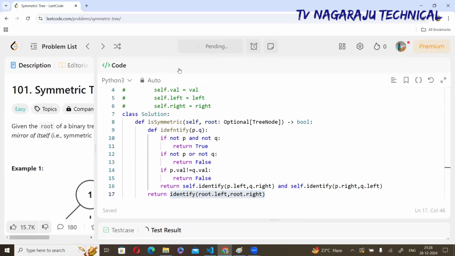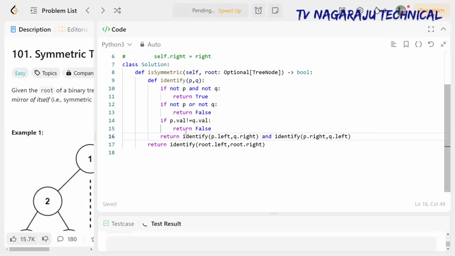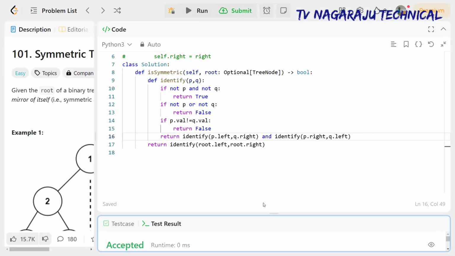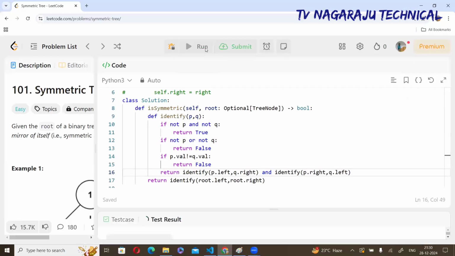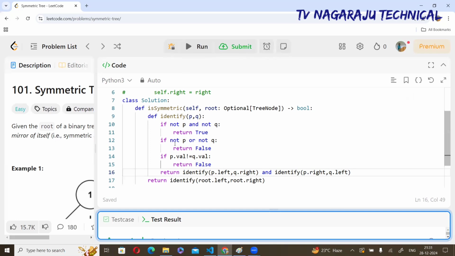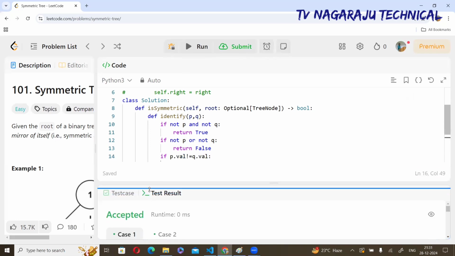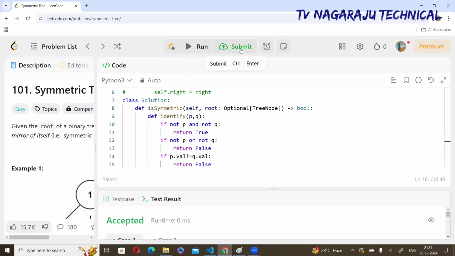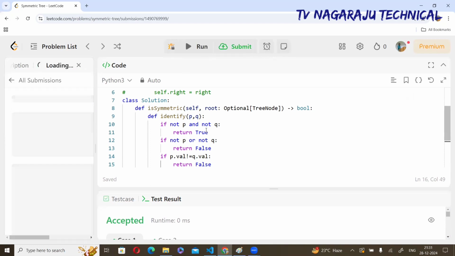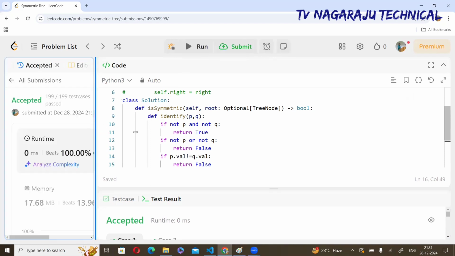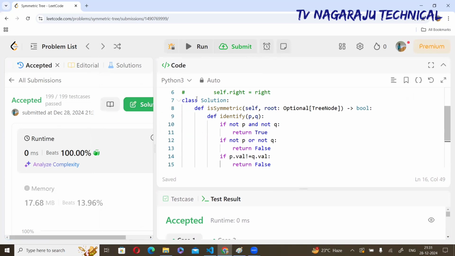Now run this program. Yes, all the test cases are accepted, just a full stop and comma mistake only. Now submit the program. Yes, fine, all the test cases are accepted. This is the concept of symmetric tree. Thank you.